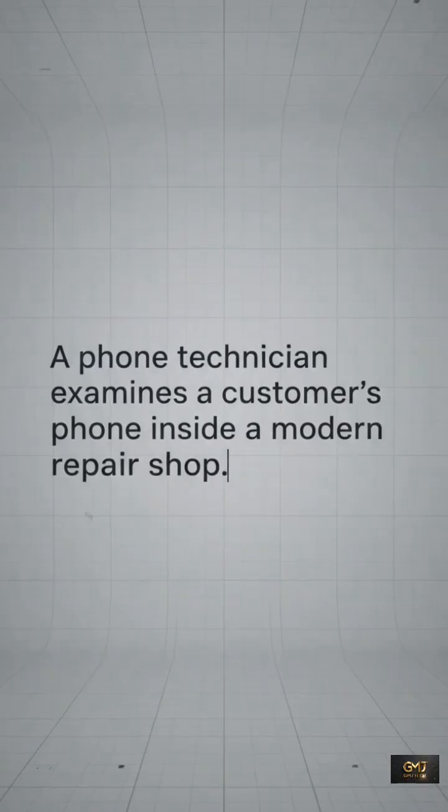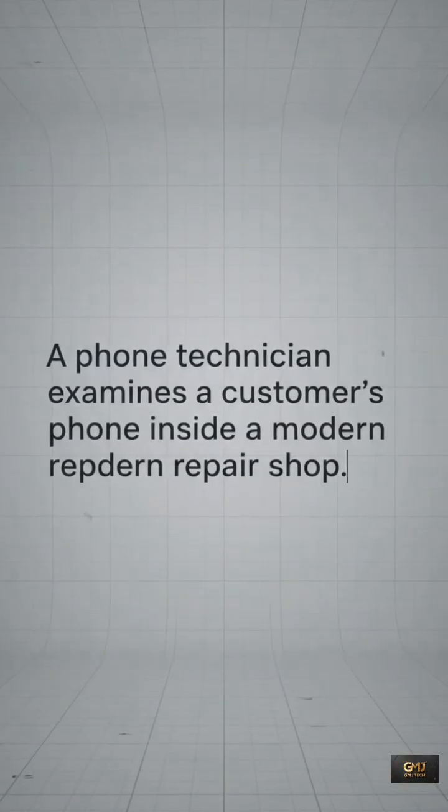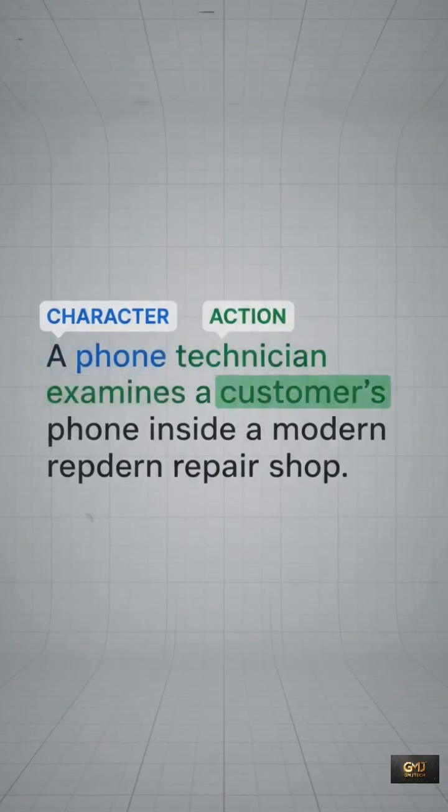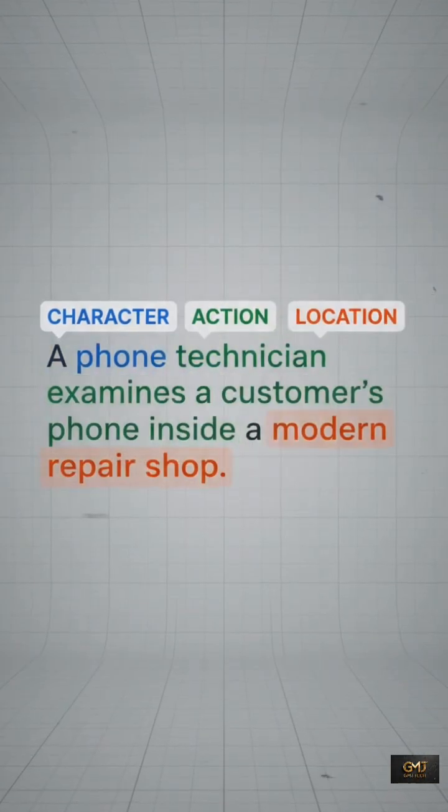Now that we have our character, let's talk about prompts. So, what exactly is a prompt? A prompt is simply the instruction you give to the AI to tell it what you want it to create. The clearer your instruction, the better the AI can understand your idea. For example, we could tell the AI, a phone technician examines a customer's phone inside a modern repair shop. Notice that we've already given it the character, the action, and the location.